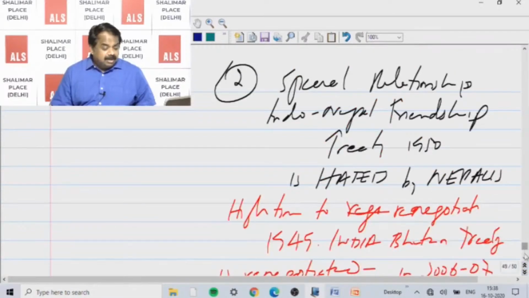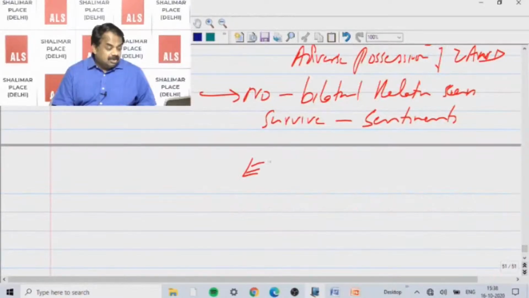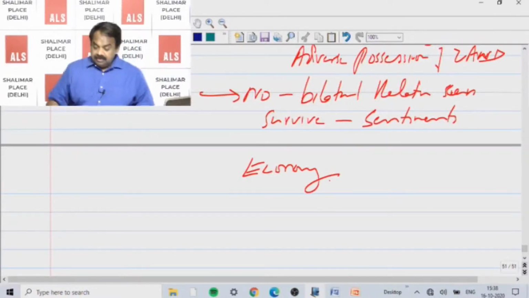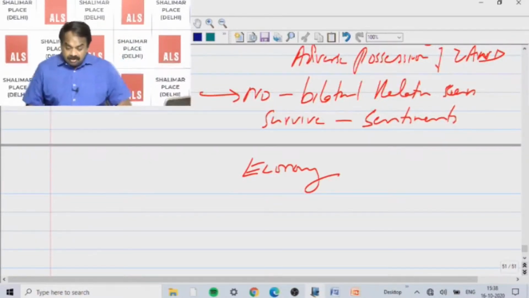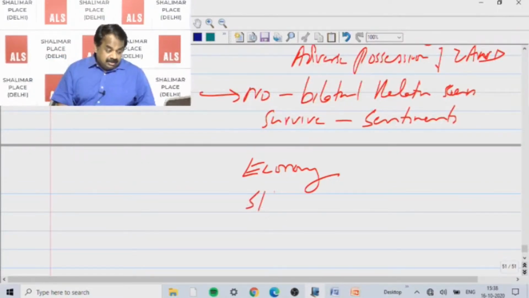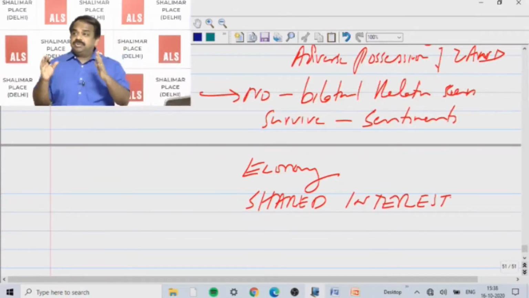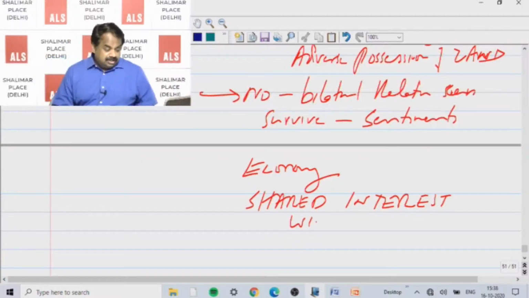Economy will play a very crucial role. Or shared interest will play a role. It should be a win-win situation for all of us.